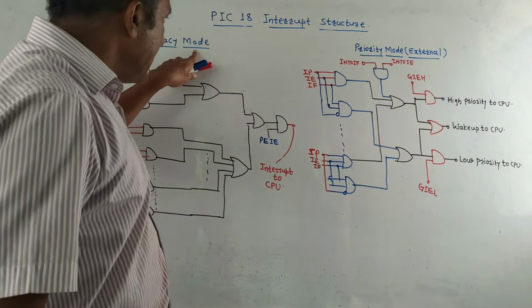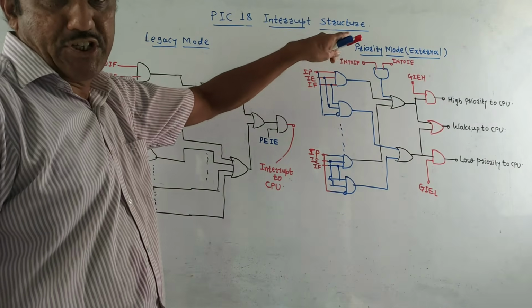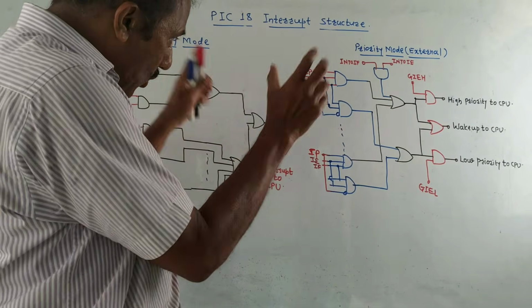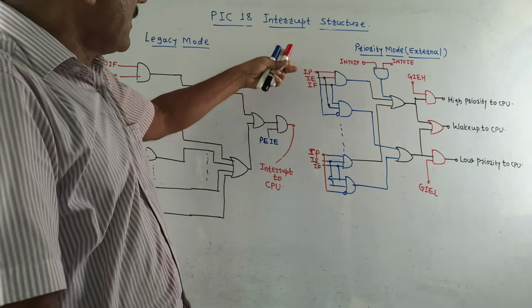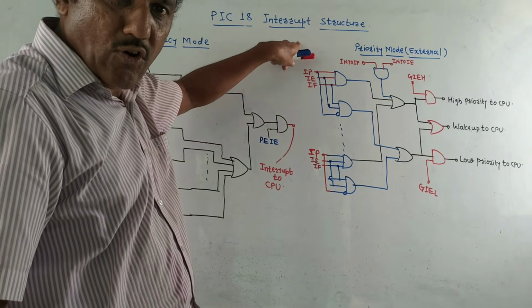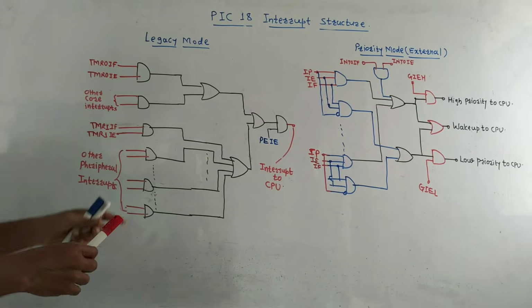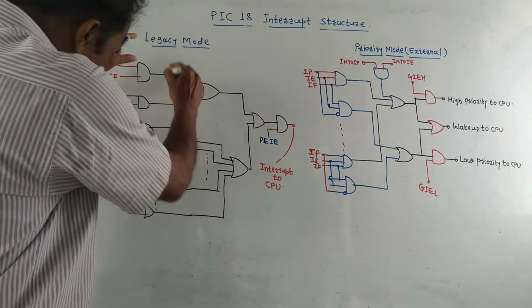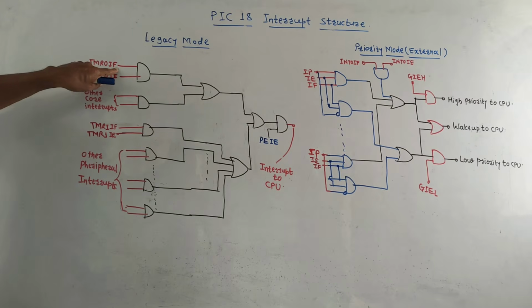Next part is legacy and priority mode of interrupt structure. From the exam point of view, you may expect a question like this: draw the diagram for legacy and priority mode and explain the internal structure of interrupt in PIC 18F microcontroller. So this diagram is for legacy mode. Whatever we have discussed is represented diagrammatically. So we already discussed TMR0 IF, that is interrupt flag, and interrupt enable bit.